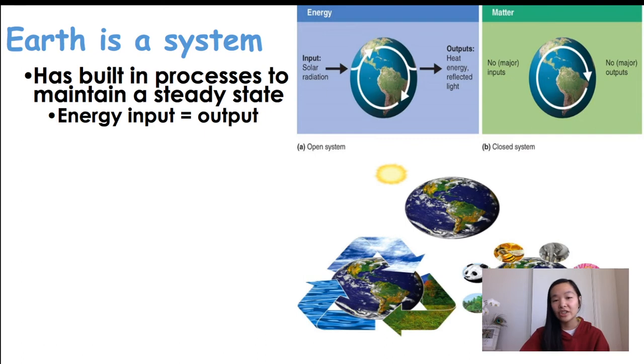Because if more energy is leaving than coming in, then the Earth goes into an energy depletion, and it gets colder. Or if energy is coming in from the sun but not all of it is leaving the Earth, and some of it is getting trapped and accumulating on the Earth, then the temperature starts to increase and the climate starts to change.